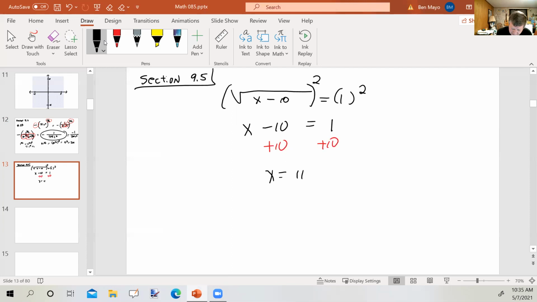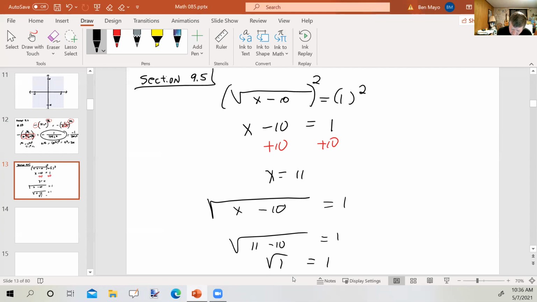Okay, so if x is 11, plugging that back into the original equation, we would get the square root of 11 minus 10 equals 1. 11 minus 10 is 1. The square root of 1 is 1, so we get 1 equals 1, so it checks. So x equals 11 is a correct solution. All right, let's take a look at another example.